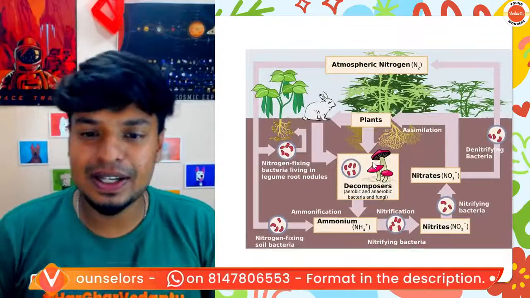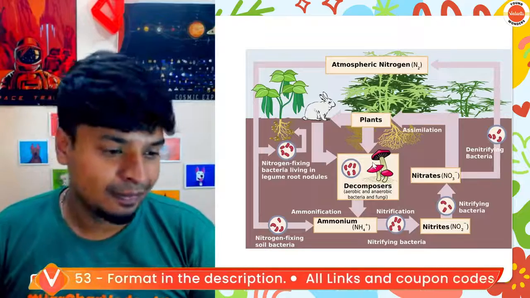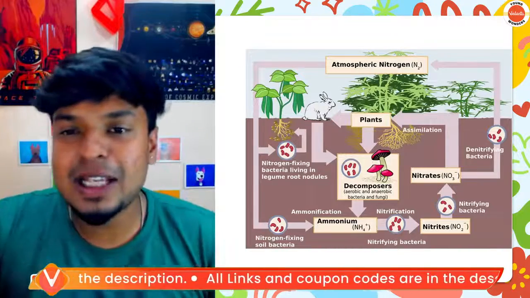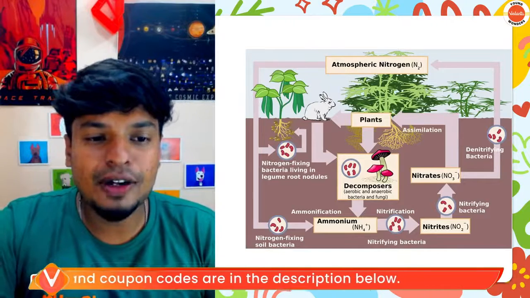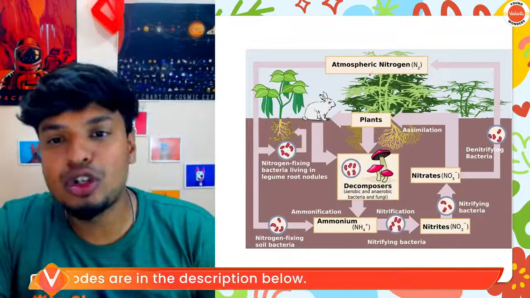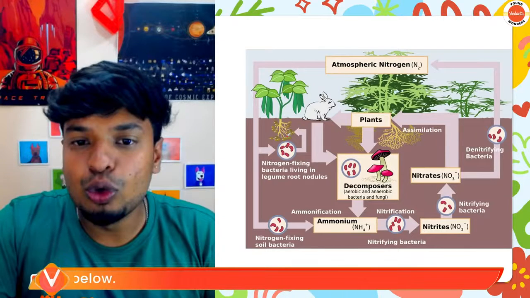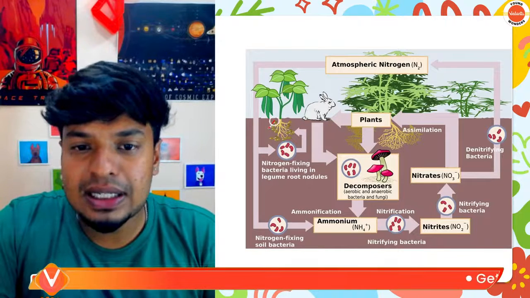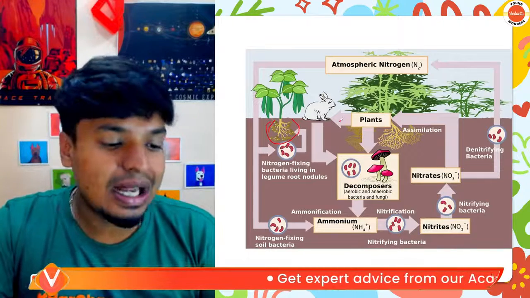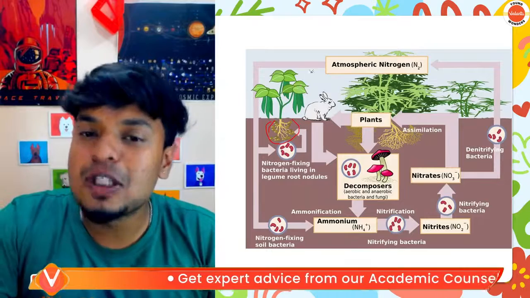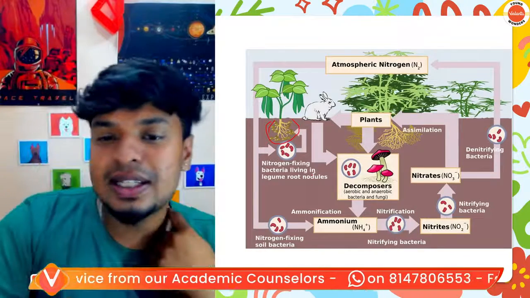Okay, look at this, guys. This chart gives you the entire idea about it. Take a look at this chart. Let me explain you guys. First, you have your atmospheric nitrogen, N2. It comes here. In the root nodules of this plant, what is present? You have your Rhizobium bacteria present here, which is converting the atmospheric nitrogen into nitrogenous compound. That is into your ammonia.